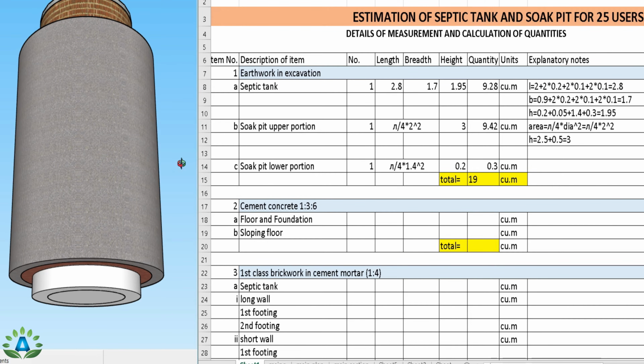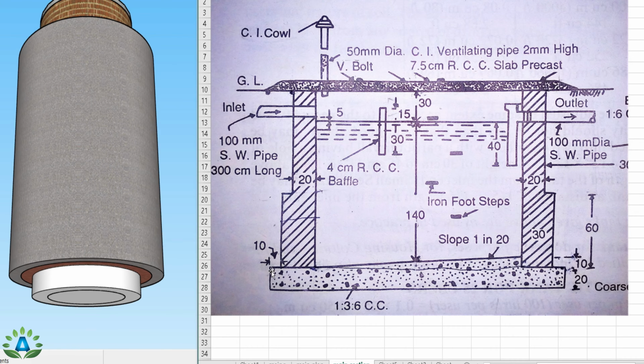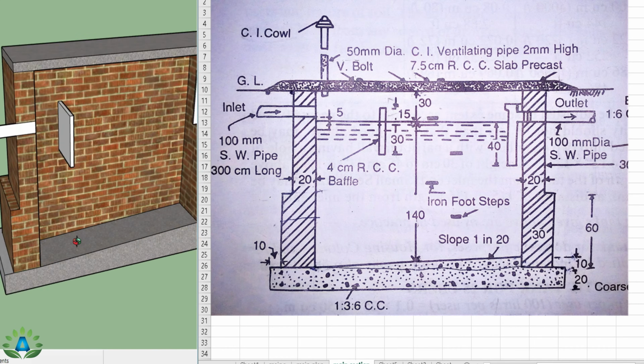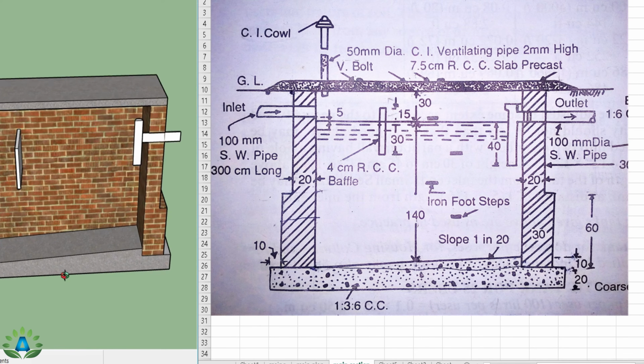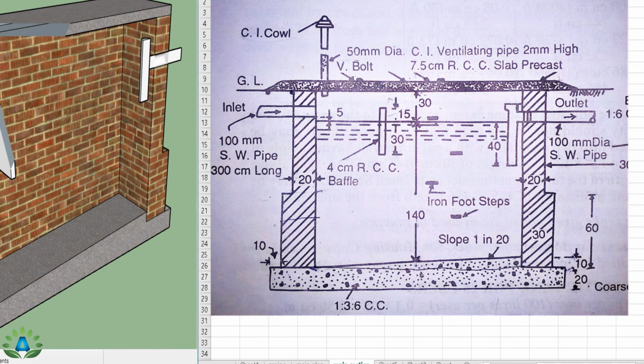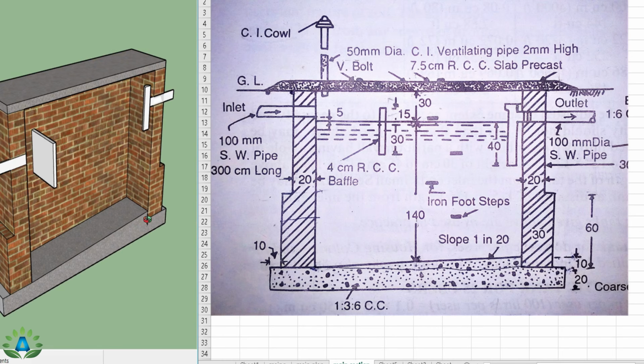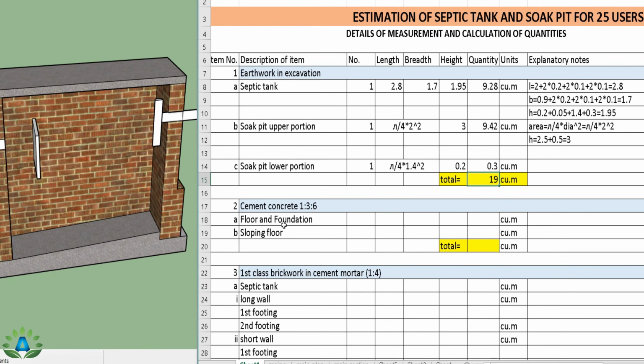Now our next step is to calculate this cement concrete of 1:3:6 ratio. That means here we can see from the section, that is, we are going to do this cement concrete in this dotted portion. That means we have this as the rectangular portion and this portion is our sloping portion. That means we are going to put this cement concrete all over this septic tank, and in the inner side there is also a sloping portion. There also we put this cement concrete. So we are going to calculate this as floor and foundation.